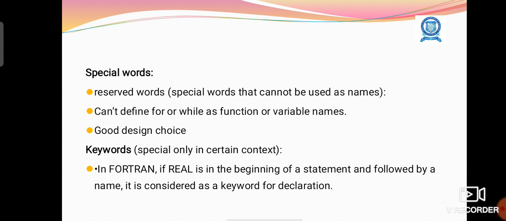Special words. These are the reserved words, special words that cannot be used as names. You can't define for, all, or while as function or variable names. These special words are called keywords. So we can't use these keywords of a particular programming language as variable names.